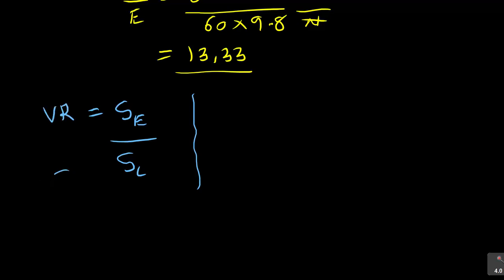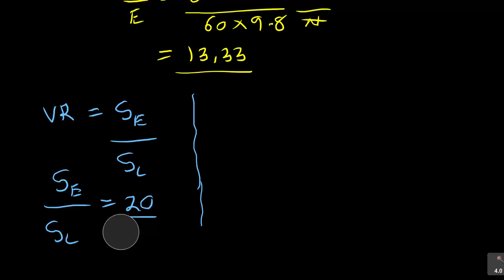So we know that SE over SL is equal to the velocity ratio, which is equal to 20, right? And they want us to find the effort distance. So for you to find the effort distance, you can do it like this. Multiply by the distance moved by load on both sides, and this will cancel.